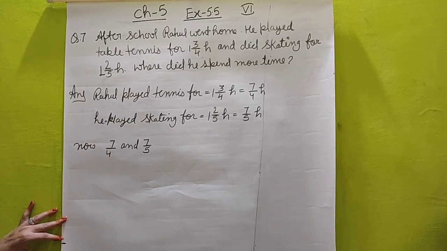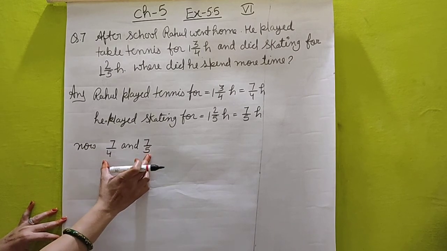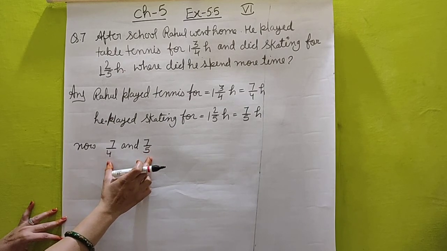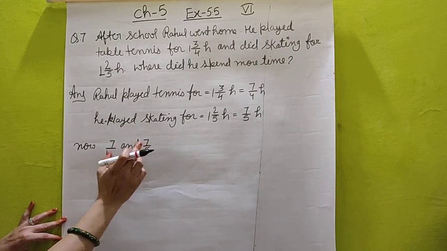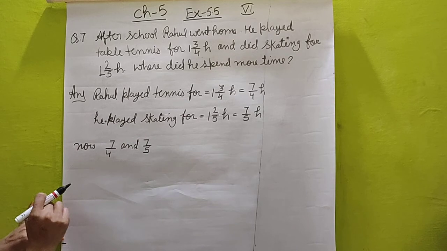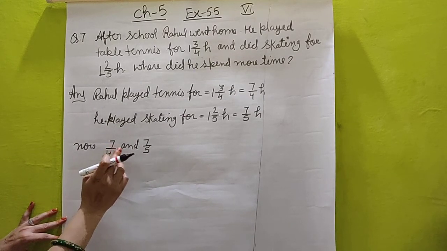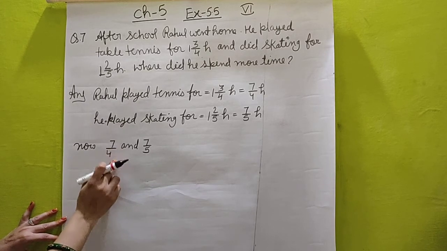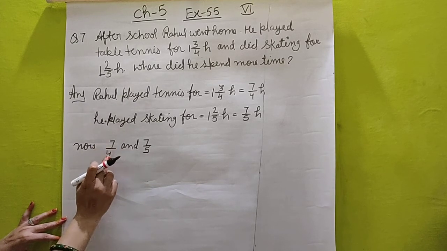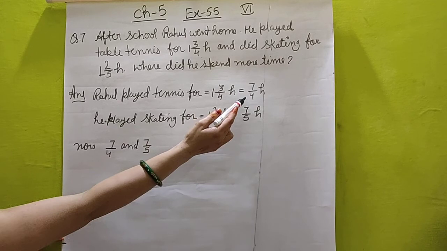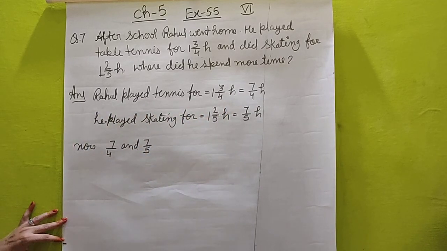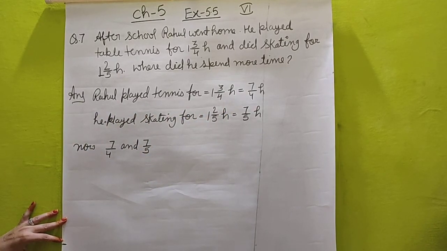And students, if you remember, I explained this type of example when numerators are same. When numerators are same, then no need to do cross multiplication. The smaller denominator fraction will be greater. So 7 upon 4 will be greater, and 7 upon 4 is representing table tennis. So Rahul spent more time in table tennis.